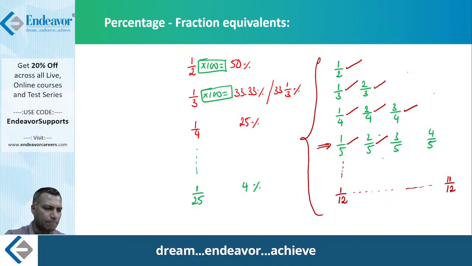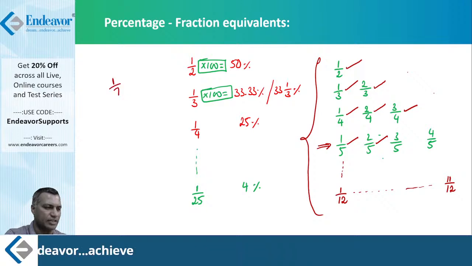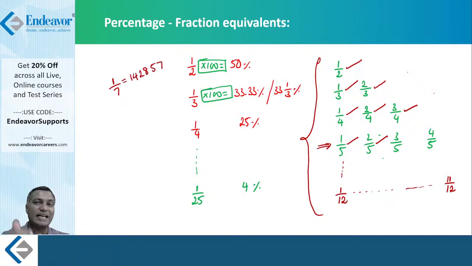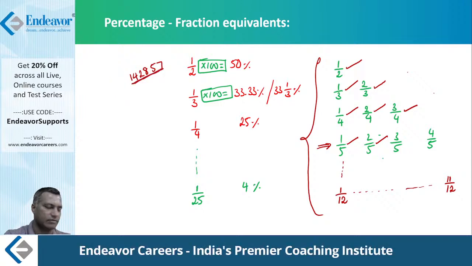So 1 by 7, if you want to write it, is 1, 4, 2, 8, 5, 7, and then the cycle repeats. This is called a recurring decimal. Now let's not get into what a recurring decimal is. Let's say, just remember 142857. Whenever you recall the 1 by 7 series, remember 142857.